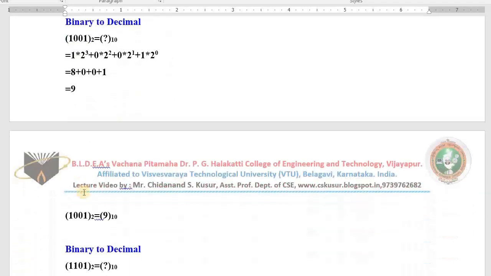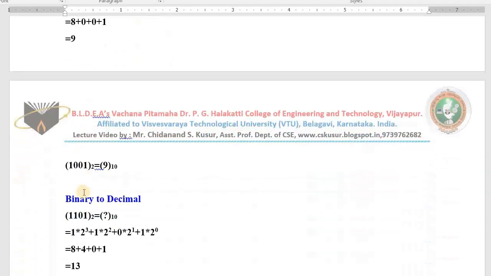Cross verify the next one. Can you find the decimal equivalent of 1101? Yeah, it is very easy. Multiply the first one with 2 raised to 0. Multiply the second one with 2 raised to 1. Multiply the third one with 2 raised to 2. Multiply the last one with 2 raised to 3. 2 raised to 0 is 1. 1 into 1 is 1. 0 into any number will become 0. 2 raised to 2 is 4. 4 into 1 is 4. 2 raised to 3 is 8. 8 into 1 is 8. 8 plus 4 plus 0 plus 1. That is what? 13. I hope you understood.